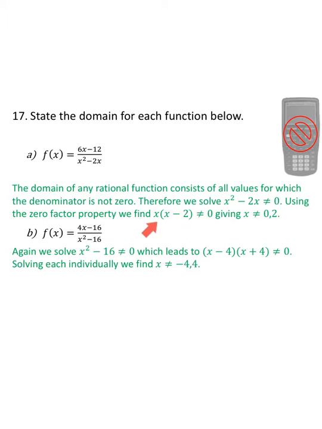This tells me that x is not equal to 0, or x minus 2 is not equal to 0. And if x minus 2 is not equal to 0, then x cannot equal 2. So I did skip a step right here, setting the denominator not equal to 0, factoring, and then setting each individual factor not equal to 0 will give us our two answers. Let's try it again. Part B. F of x equals 4x minus 16 over x squared minus 16.